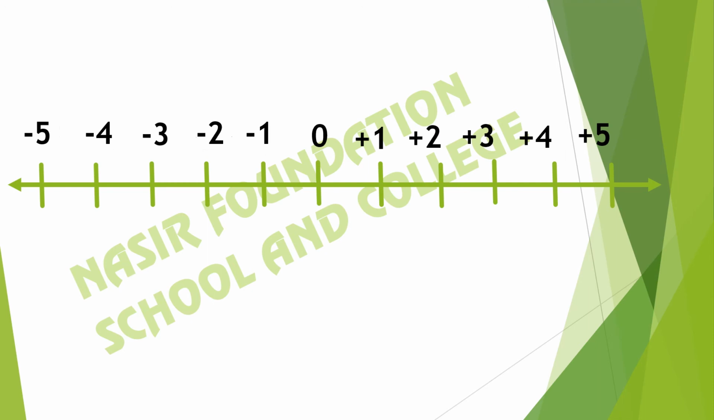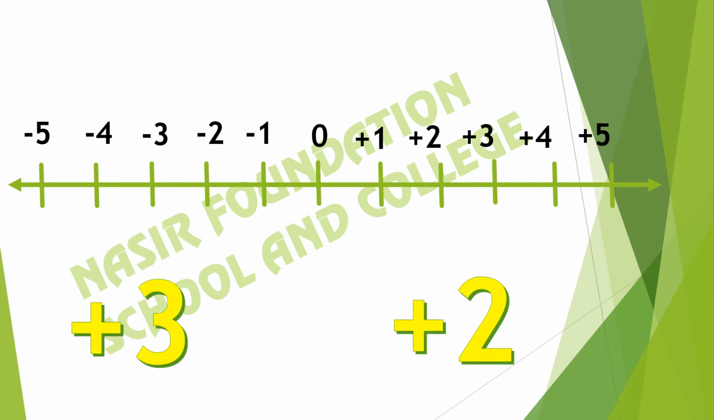Here a number line has been shown and two numbers are given, plus 3 and plus 2. Which one is greater? You can see on the number line and tell me. If we see on the number line, plus 3 is placed on the right side and plus 2 is placed on the left side. So which one is greater? Plus 3 is greater than plus 2.